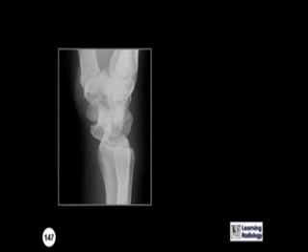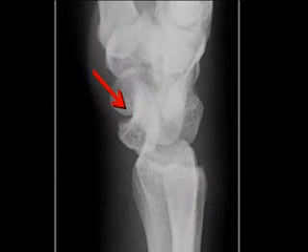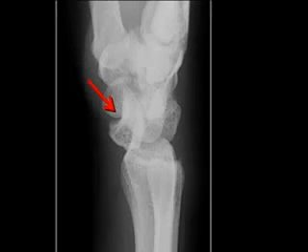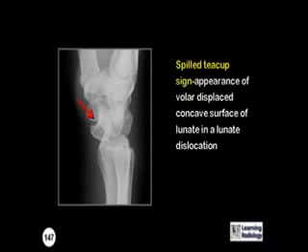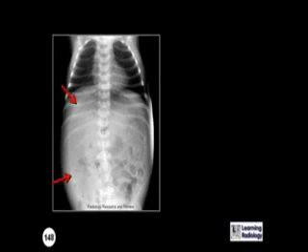What is the name of this sign? This is the spilled teacup sign, the appearance of the volar displaced concave surface of the lunate in a lunate dislocation.